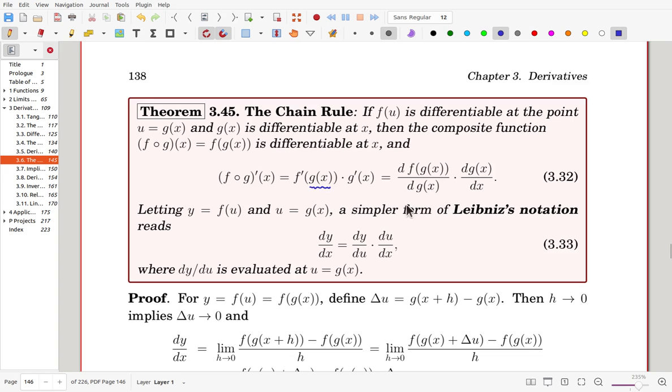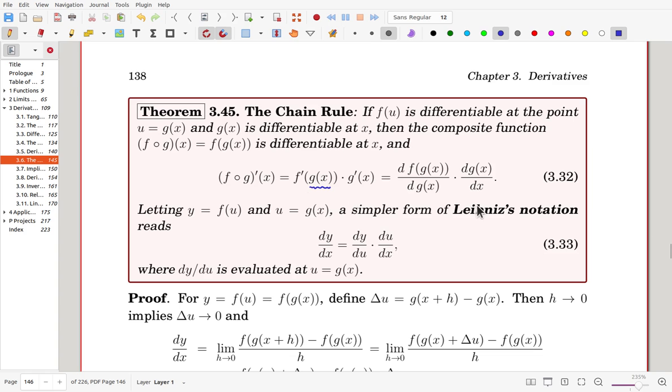Explicitly, we can write it this way: d f of g of x over d g of x. So the differentiation is with respect to g of x. And now for g of x, we can take the derivative as usual.